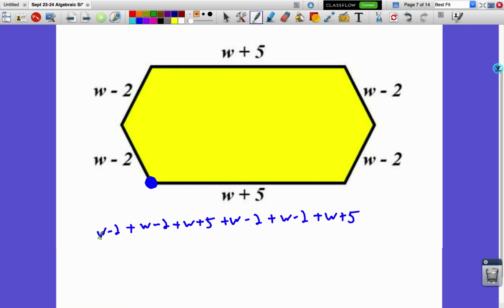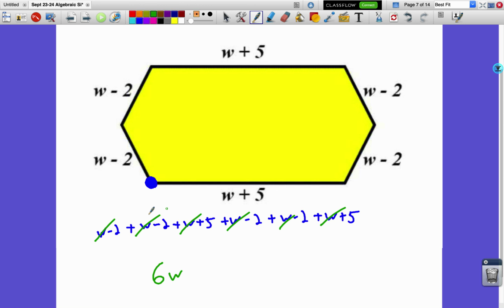Now let's combine like terms. Like I said, I've got 6 w's. So 1, 2, 3, 4, 5, 6. So 6w. A negative 2 and a negative 2 is negative 4. Plus 5, we're up to positive 1.